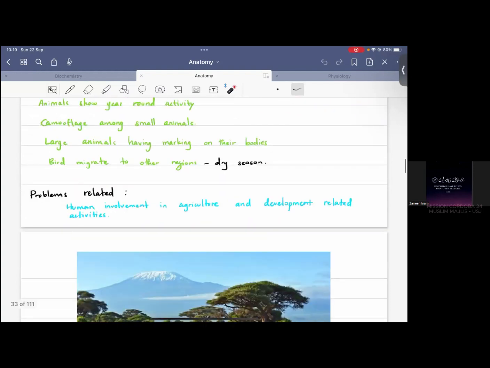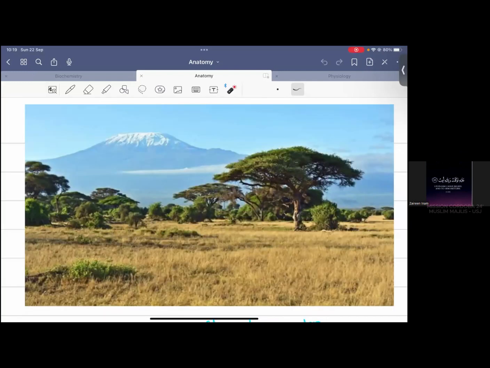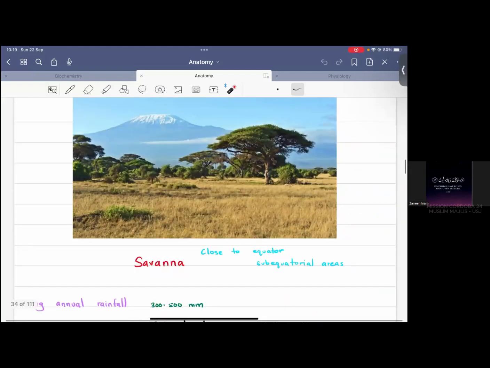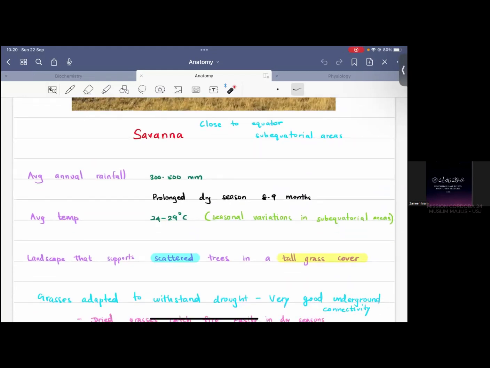Then this is another biome. You might not have seen this in Sri Lanka, but this might be a familiar picture to you, and you might have guessed this is savanna. So savanna is close to the equator and sub-equatorial areas, just like tropical forest. But it is not that common in Sri Lanka.